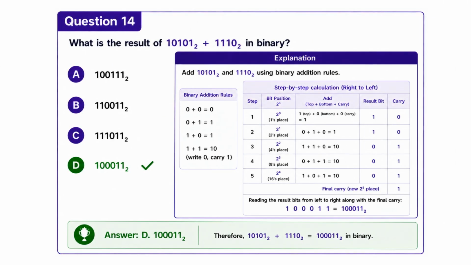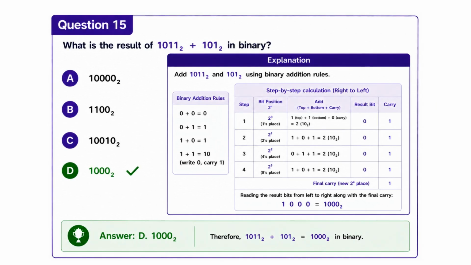Let's solve this binary addition. We add 1011₂ and 1101₂. Start from the rightmost bit. Whenever the total is 2 or more, carry 1 to the next column. Continue until every bit has been added. The final answer is 11000₂. Therefore, the correct answer is D, 11000₂.